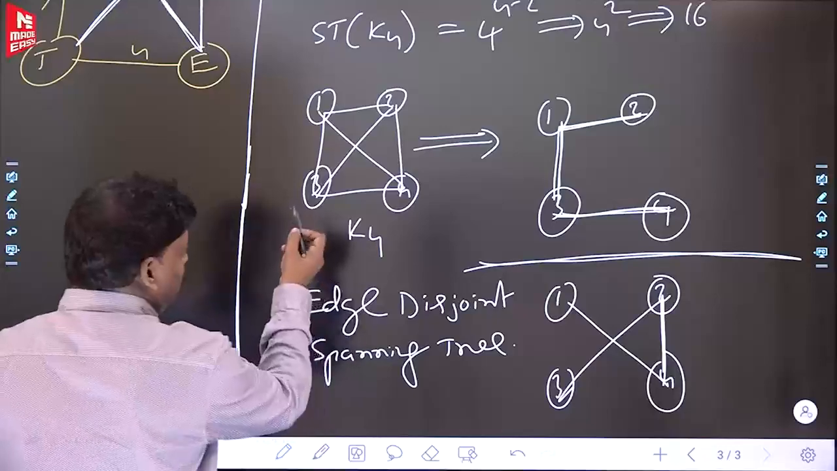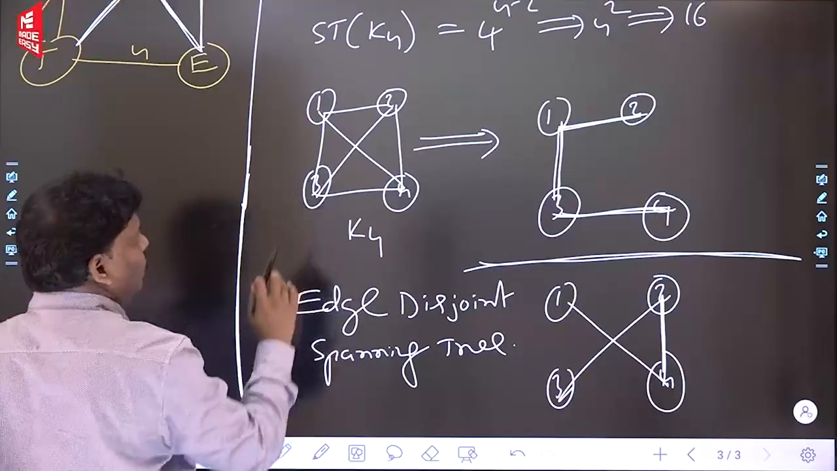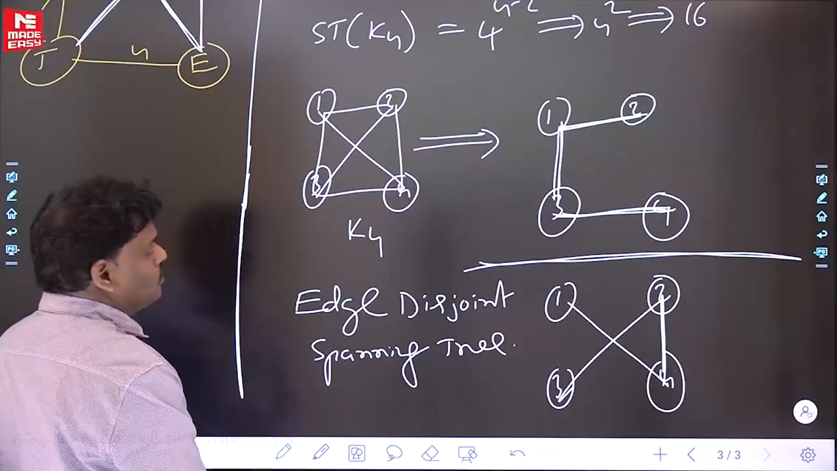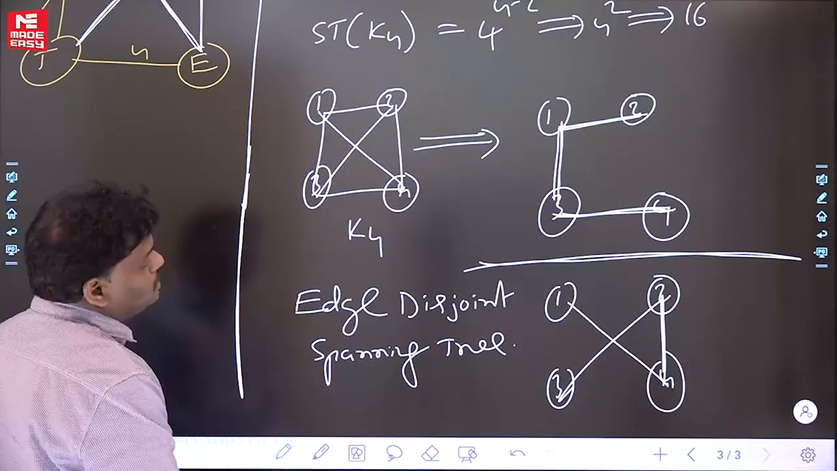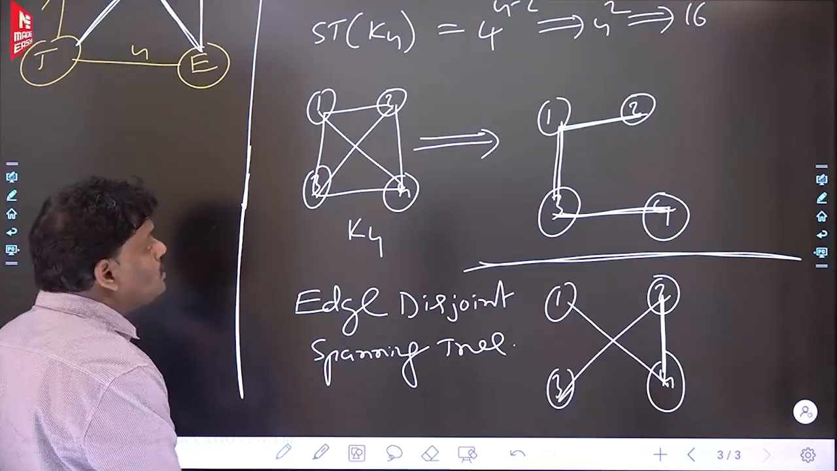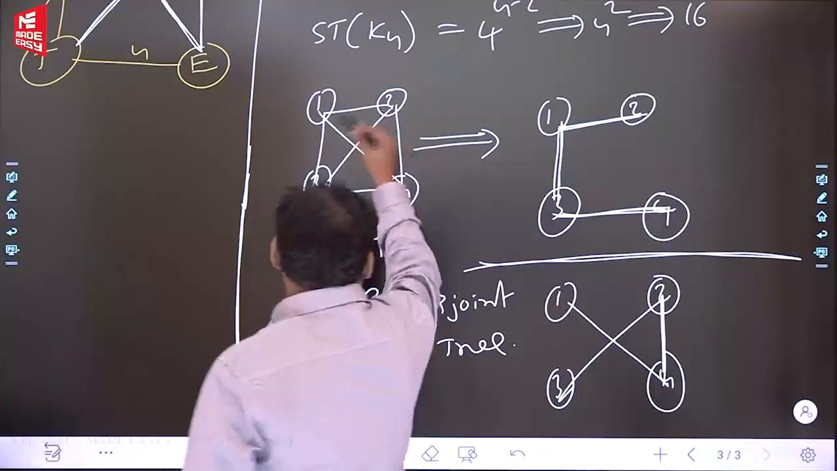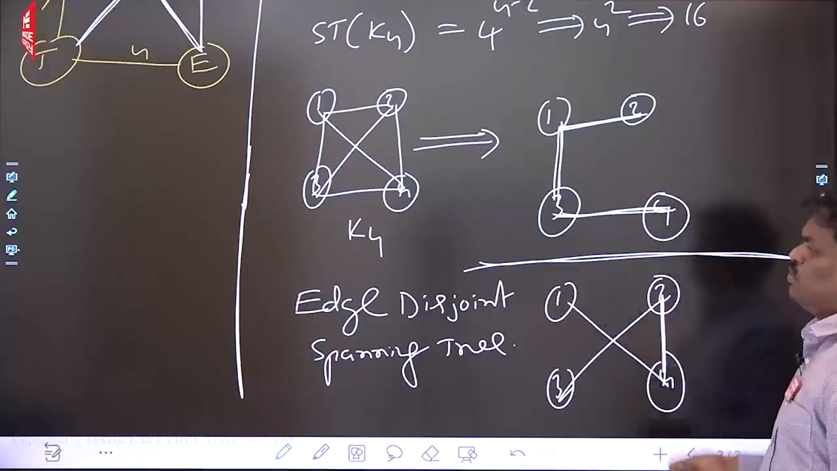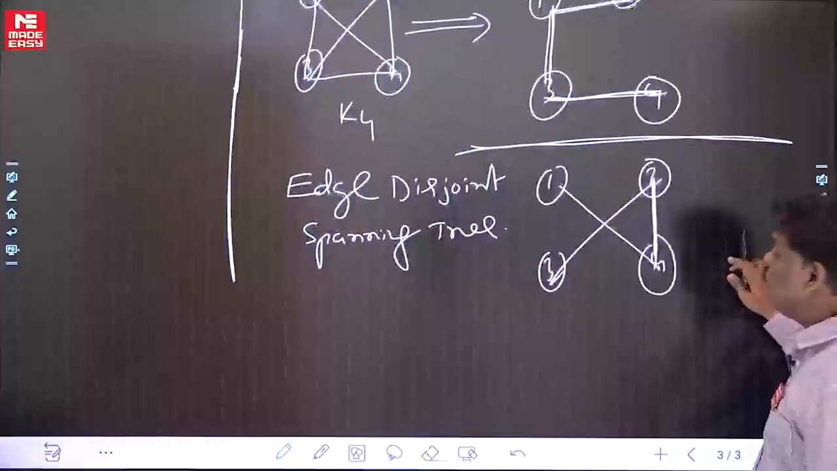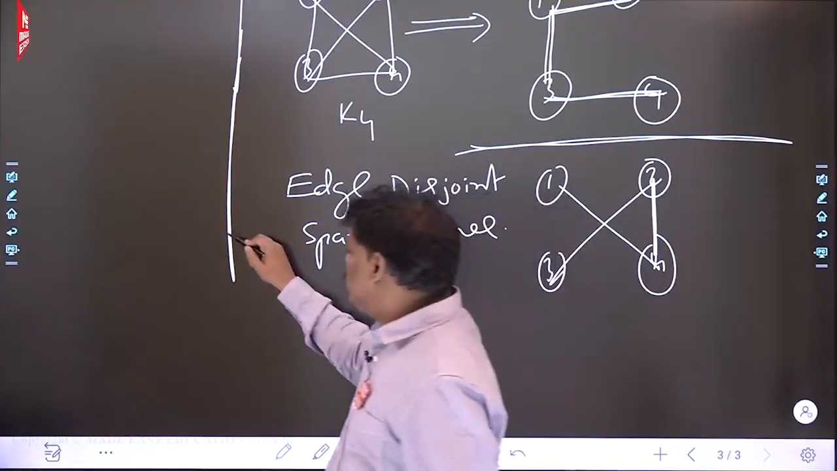For the given graph K4, normally there are 16 spanning trees. Now if he asks, I don't want all spanning trees, I want only edge disjoint spanning trees, what is the meaning? No edge common should be there. Totally 6 edges; if you keep 3 edges here, the remaining is 3, so only 2 are possible. K4 contains only 2 edge disjoint spanning trees.